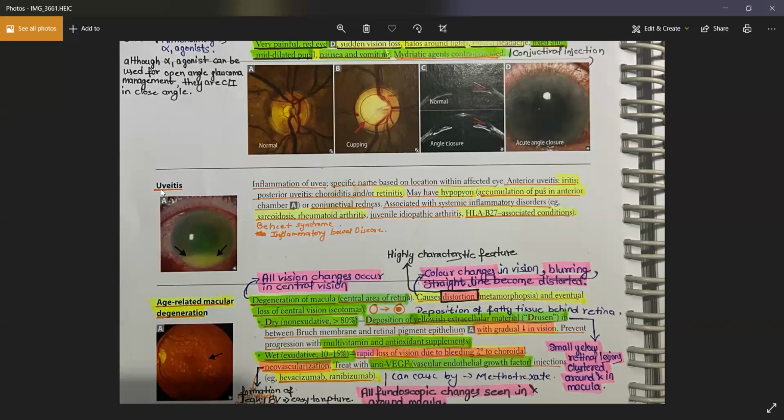So that's about uveitis, nothing but an inflammation of your iris and the ciliary body, and sometimes retinitis will be there. You will have vision loss, acute pain, pus forming, and conjunctival redness. Those are all the symptoms of uveitis.